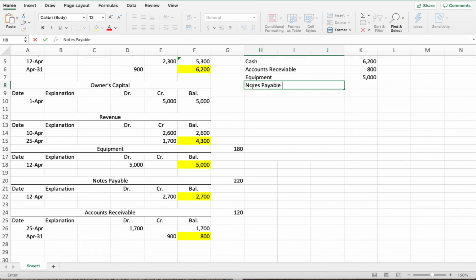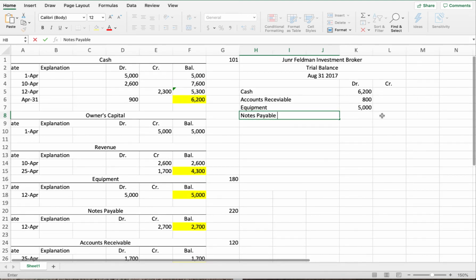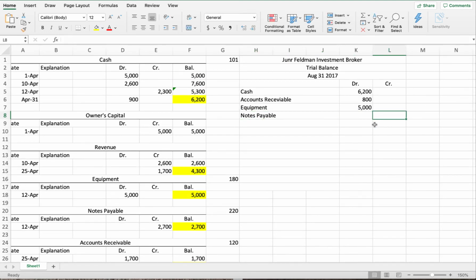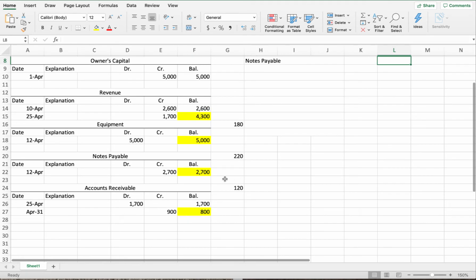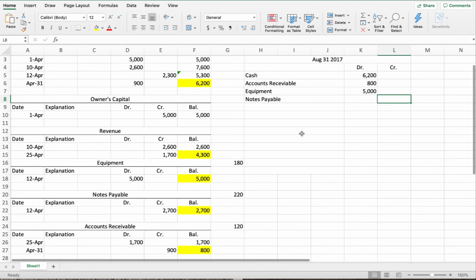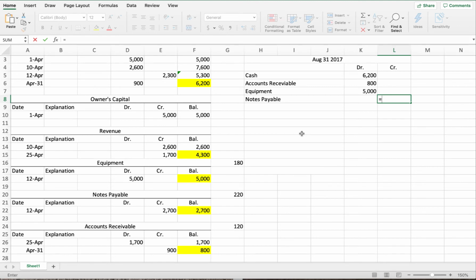So, what's my balance of notes payable? To figure that out, I go to the ledger, and I see it's $2,700. Do I put it in the debit column or the credit column? Remember, this ledger is not going to tell me. It just says debit, credit, increase, decrease. I need to know that liabilities increase with the credit, decrease with the debit, and credit is the normal balance side. So in the credit column, I'm going to link up notes payable, $2,700.